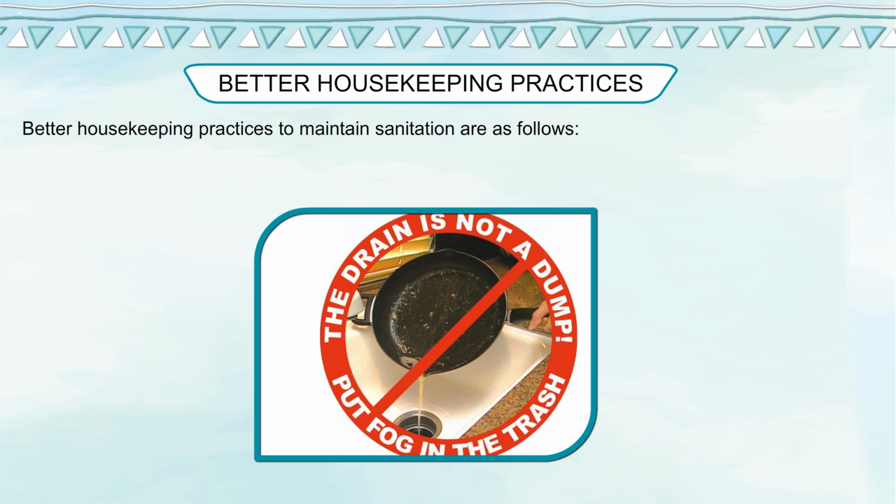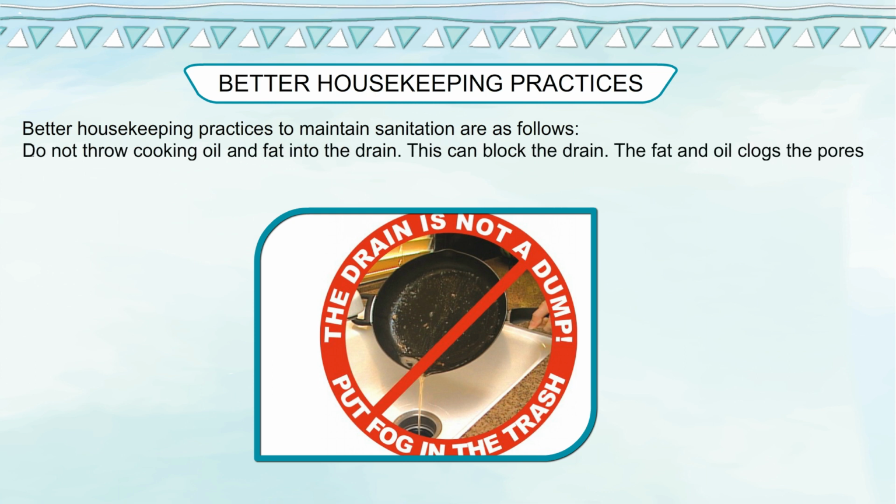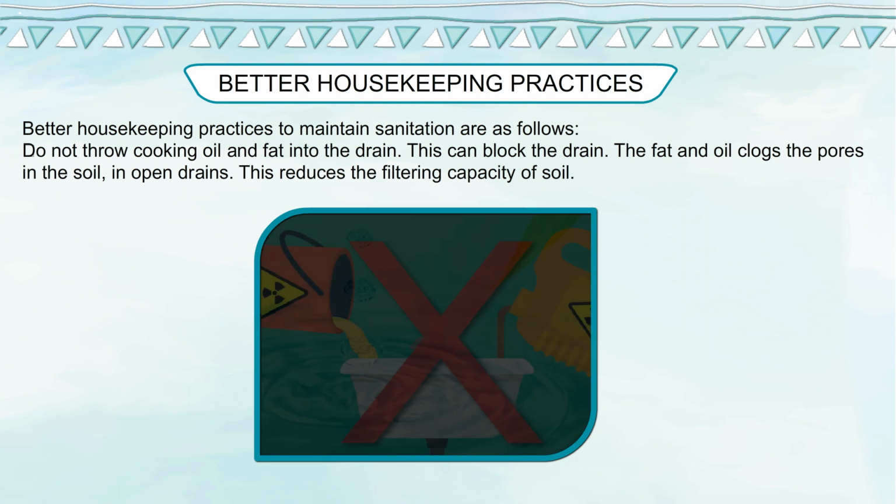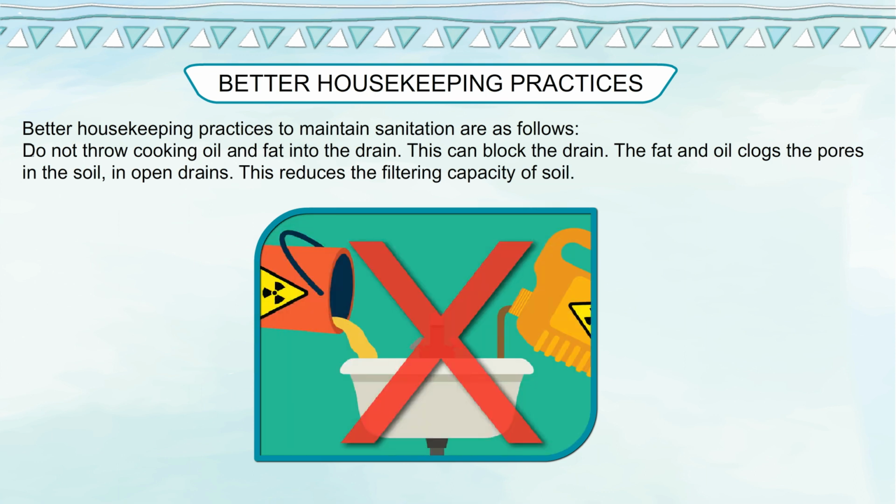Better housekeeping practices. Better housekeeping practices to maintain sanitation are as follows. Do not throw cooking oil and fat into the drain. This can block the drain. The fat and oil clogs the pores in the soil in open drains. This reduces the filtering capacity of soil.